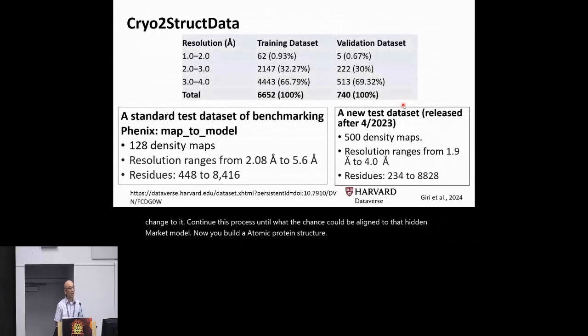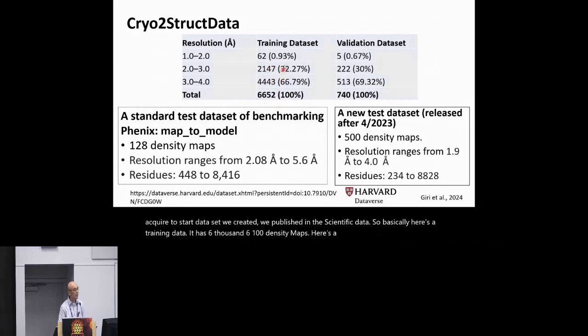Okay, now I describe how we train such a model and how we test it. So we use a data set called Cryo-Struct, a data set we created and published in Scientific Data. Here's the training data. It has 6,600 density maps. Here's a distribution of those density maps.